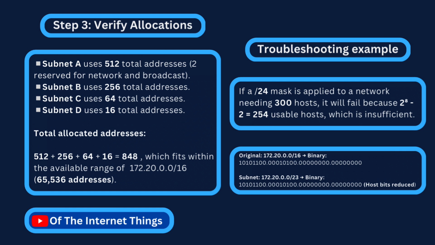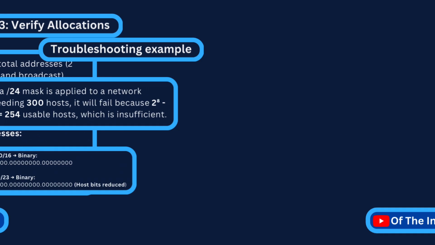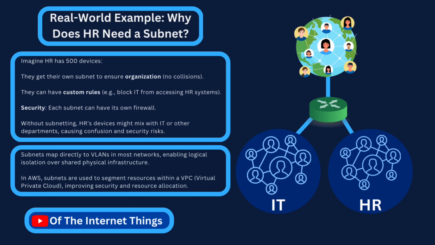Original 172.20.0.16. Binary 10101100.00000000000 subnet 172.20.0.0/23 binary 10101100.00000000000 host bits reduced. Imagine HR has 500 devices.